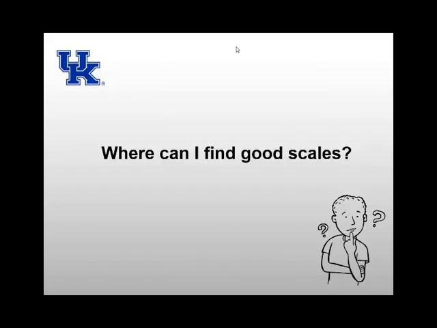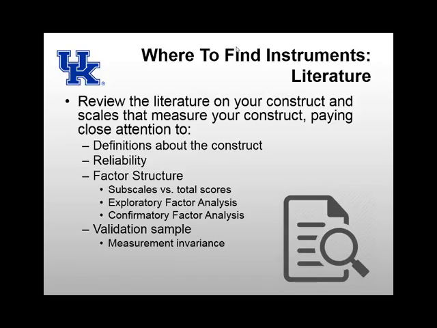Okay, so the next two slides, we're just going to highlight briefly where I can find what we're calling good scales. And again, this is not a perfect place to look, but this is somewhere that we can see if we've got enough evidence to call it a good scale. So the first place is the obvious answer. We can look in literature. So we're going to look back and review that literature on our construct. We're going to pay close attention to the definitions of the construct to make sure they're consistent. We're going to look at reliability, like Danny already talked to us today. We're going to look at the factor structure. How are people looking at it? Are they calling it subscales? Are they calling it total scales, total scores?